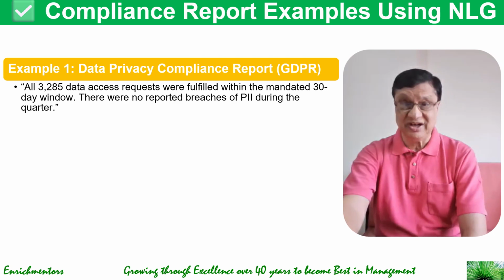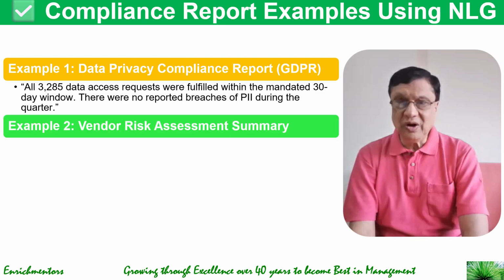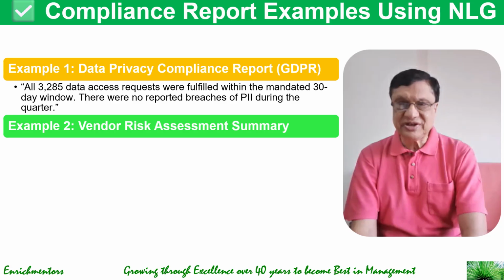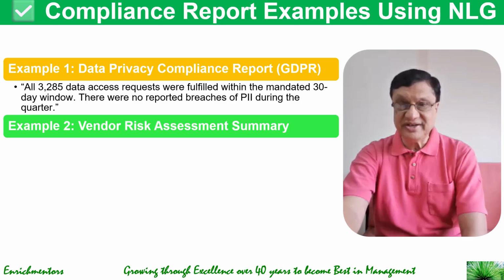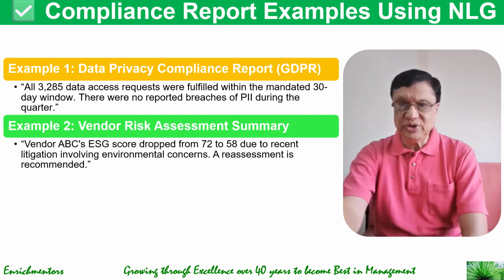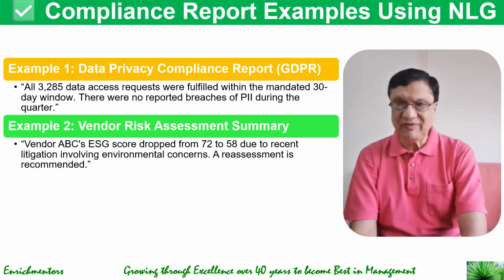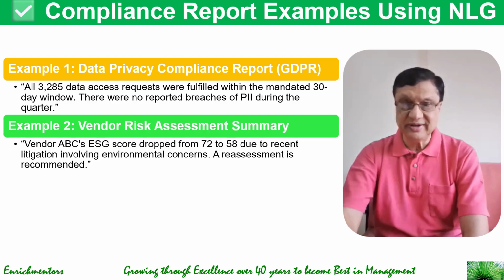Looks very professional, right? Example two could be of vendor risk assessment summary, where you get a report done which says vendor ABC's ESG score dropped from 72 to 58 due to recent litigation involving environmental concern. A reassessment is recommended. So action is recommended.